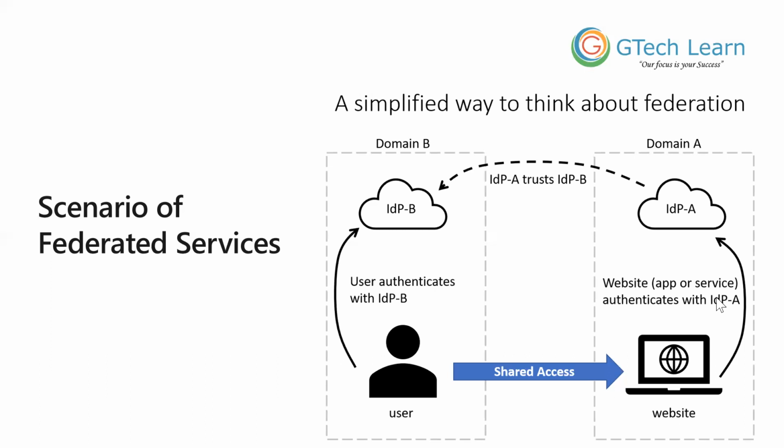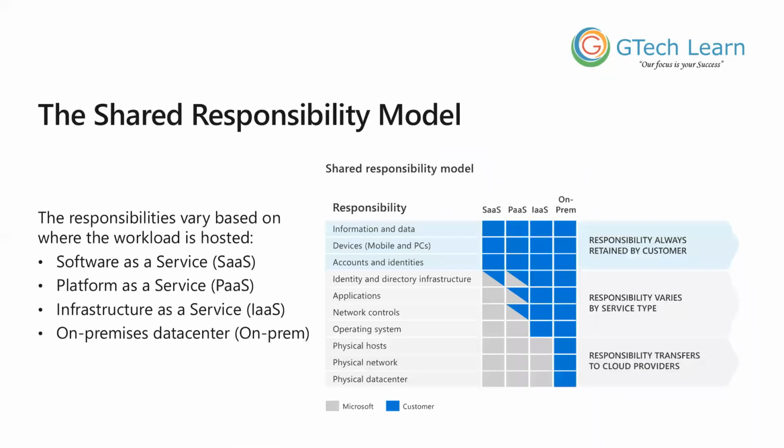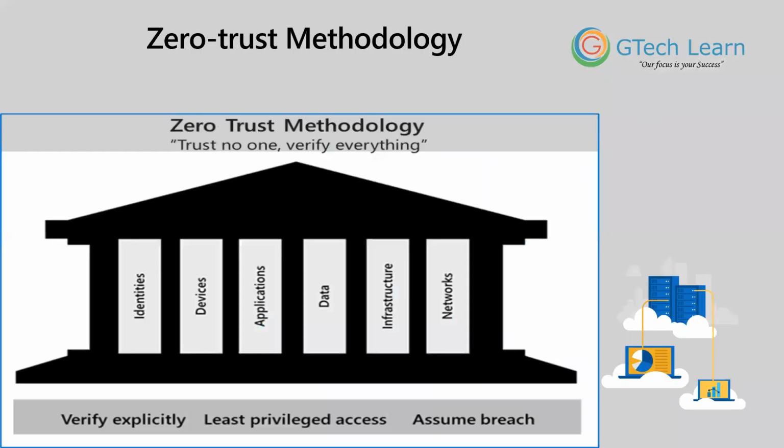So in today's webinar, we have learned about some security concepts and methodology. We have learned about the zero trust methodology, which means how the guiding principles of verify explicitly, least privileged access, and assume breach strengthen security. We also learned the 6 foundational elements: identity, devices, application, data, infrastructure, and network.